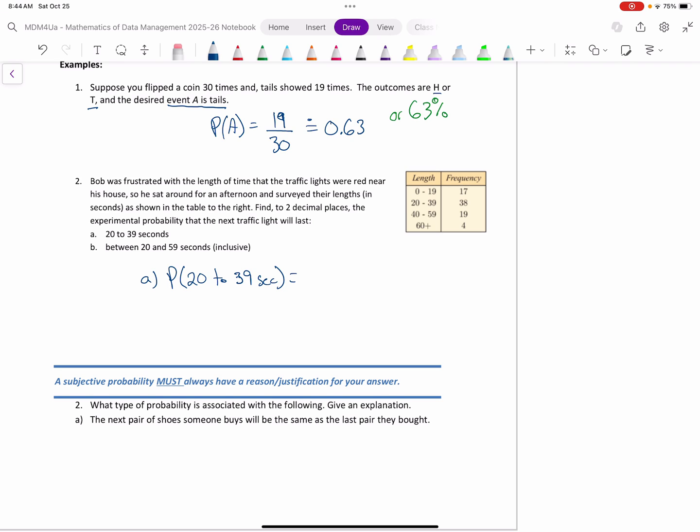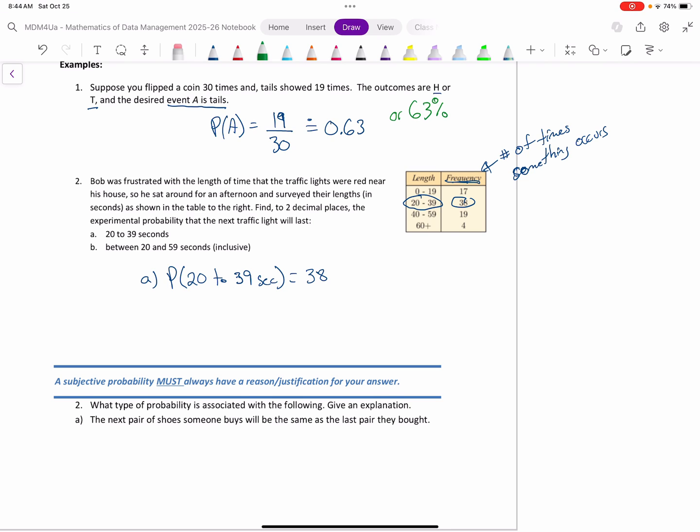let's just circle that here. So I got 20 to 39. And the frequency, which we know is the number of times something occurs, so it occurs 38 times. So that's going to be my numerator.